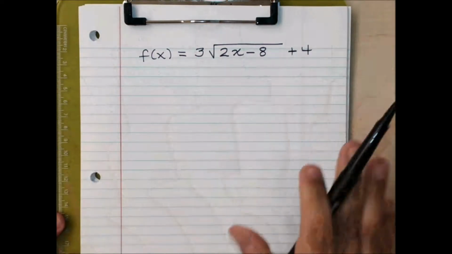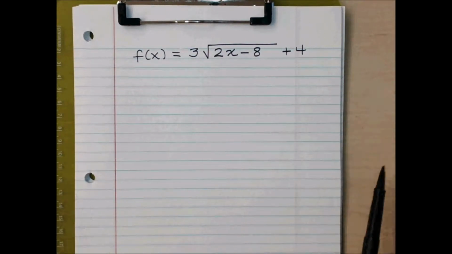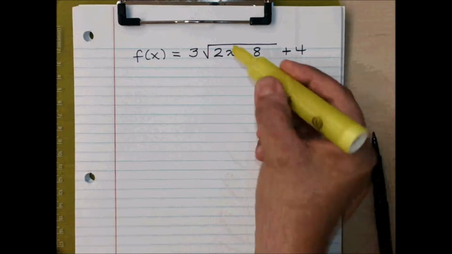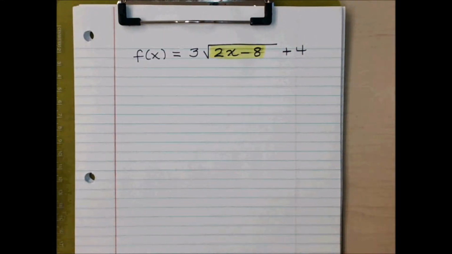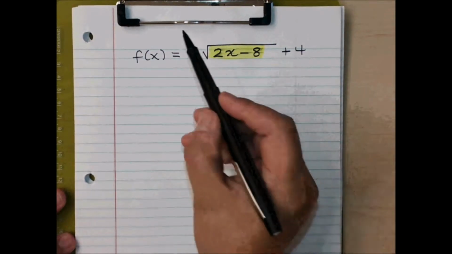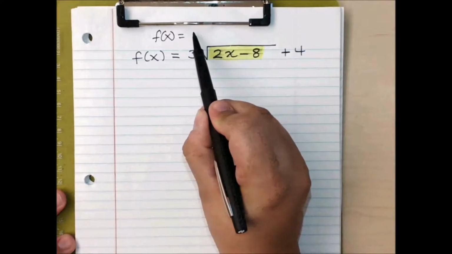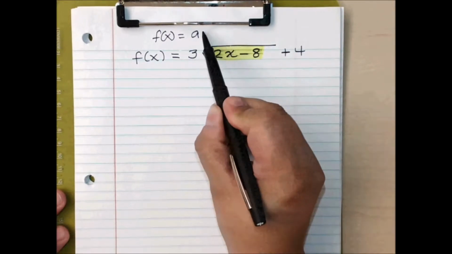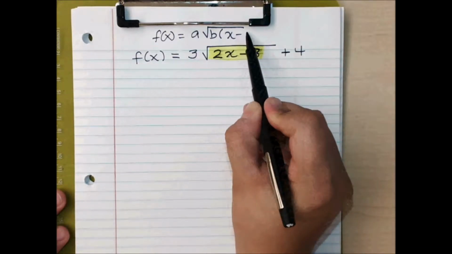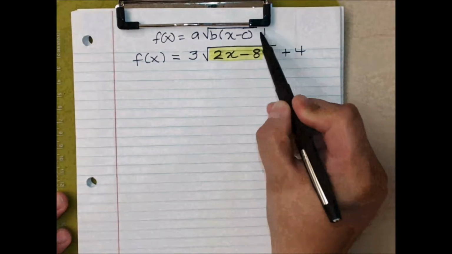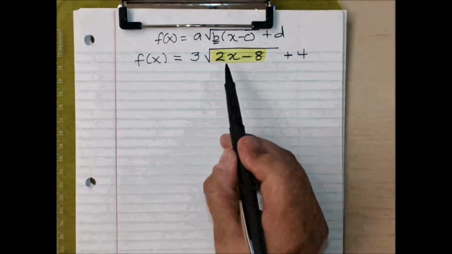So when we start to describe the transformations, what I want to point out to you is going to be the inside of the radical, and the reason why is because you have to remember that when you're looking at transformations, the general form is f of x equals a, right, times b times the quantity of x minus c, and then plus d. So that b value has to be on the outside of whatever you have here.